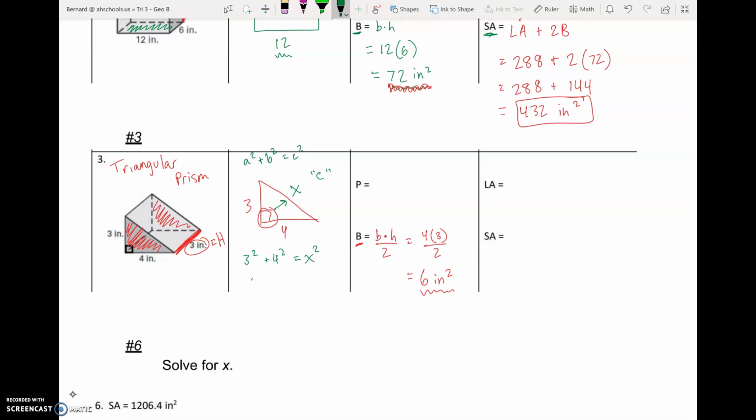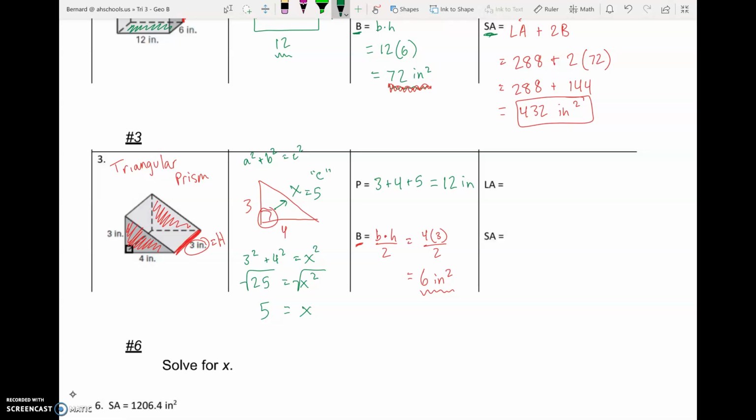3 squared plus 4 squared is 25. That's 9 plus 16. That equals x squared. And then we take the square root. We will get that that x side, which is our hypotenuse, equals 5. So this is 5. And now we're ready to do our perimeter, because then our perimeter is 3 plus 4 plus 5, and that is just going to equal 12 inches. 3 plus 4 plus 5 equals 12.